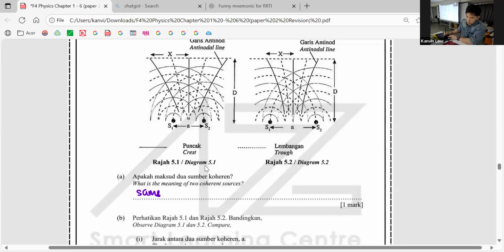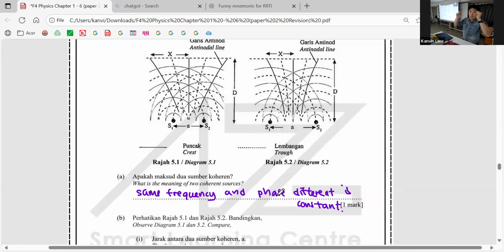They have the same frequency and the phase difference is constant. Anyway, this is just the definition. When they ask for meaning, they want the definition. Okay, in phase. What do you mean by in phase? Meaning to say they have the same speed, or another way is similar speed.